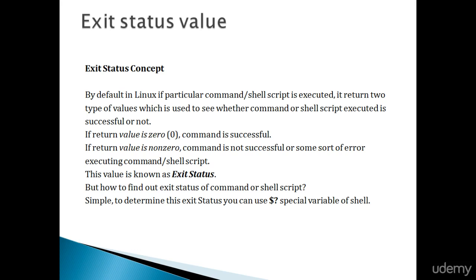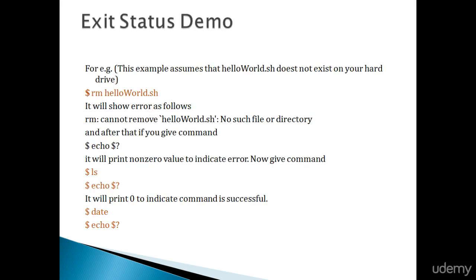But how do we find out the exit status of a command or shell script? Simple. To determine this exit status, you can use the $ and question mark special variable of the shell. So we have a special variable, that is the question mark, to get the exit status, that is, whether the command or shell script was successful or not.